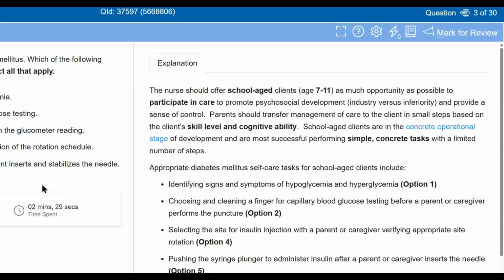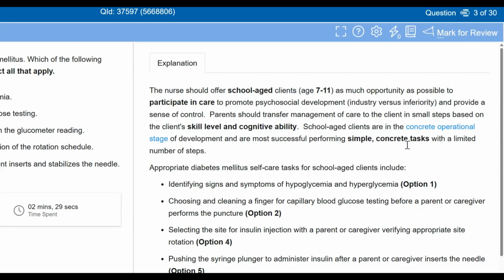The nurse should offer school-age clients, age 7 to 11 years, as much opportunity as possible to participate in their care to promote psychosocial development, as per Erikson's theory, industry versus inferiority, which provides a sense of control. Parents should transfer management of care to the client in small steps based on the client's skill level and cognitive ability, so it is very important. School-age clients are in the concrete operational stage of development and are mostly successful performing simple, concrete tasks with a limited number of steps.